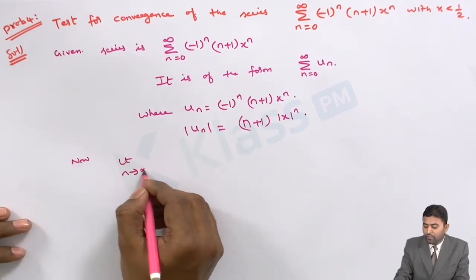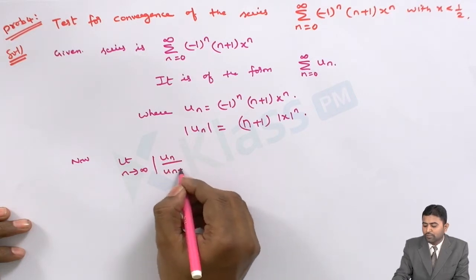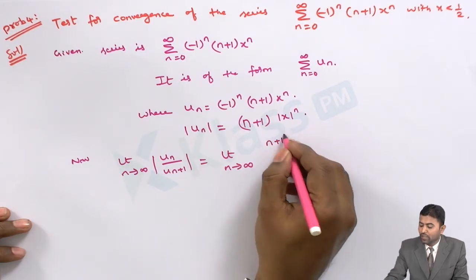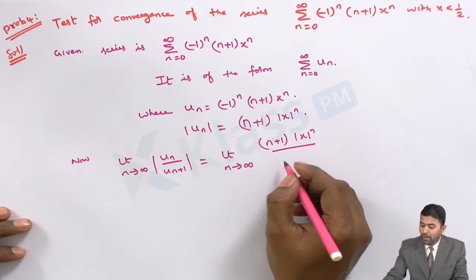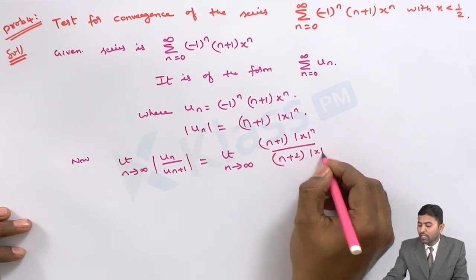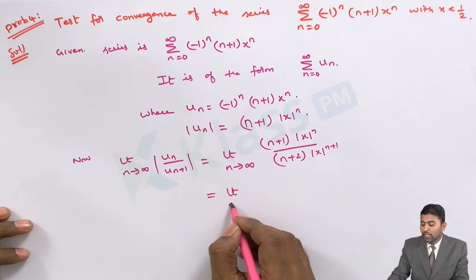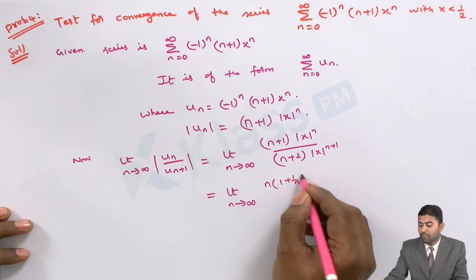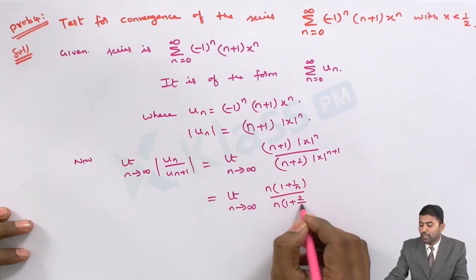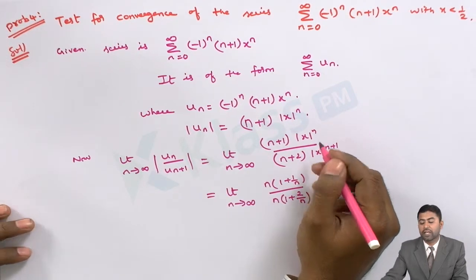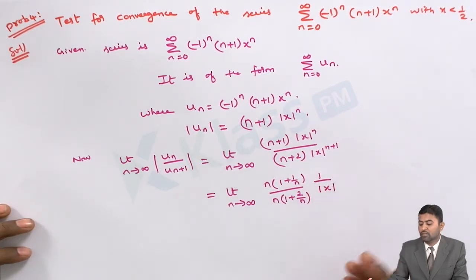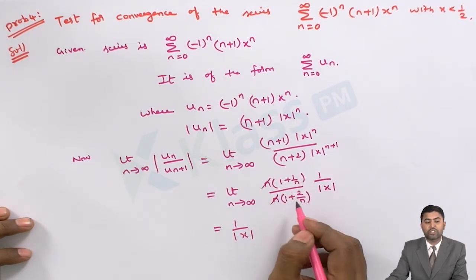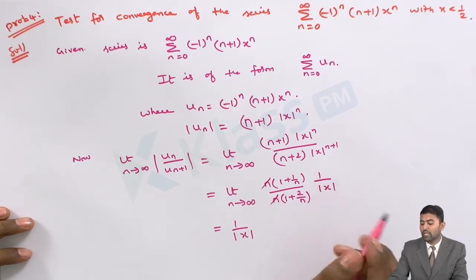Limit n tends to infinity, mod un by un plus 1 is equal to limit n tends to infinity, n plus 1 into mod x power n by n plus 2 into mod x power n plus 1. So this is equal to limit n tends to infinity, if I take n common, I'll get 1 plus 1 by n by n into 1 plus 2 by n. And after cancellation, I'll get the answer as 1 by mod x, because this will give the answer as 1 plus 0 and this will give the answer as 1 plus 0. So I'll get the answer as 1 by mod x.